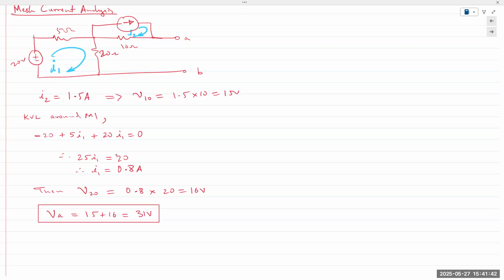3 different methods, same answers. And this is something I strongly recommend to all students: use all 3 methods to solve all problems. That would give you tons of practice and familiarize yourself with all the techniques.